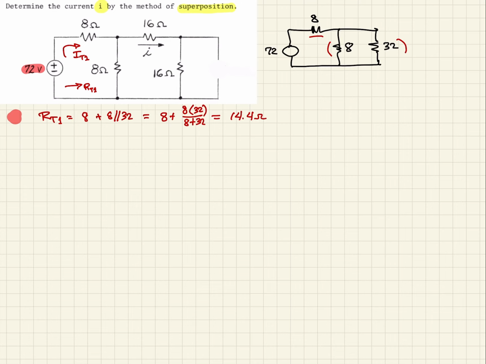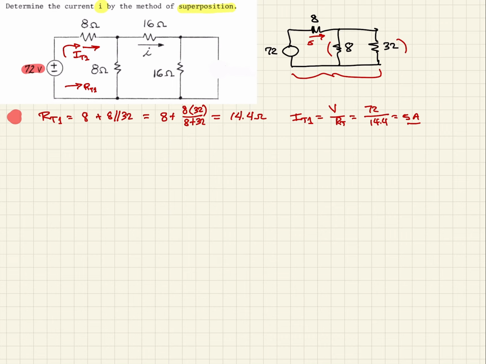So then we can find our I total from the first source. That'll just be our voltage source over RT. So that's 72 volts from the circuit. RT we just calculated. And so that should be 5 amps. So that's what's flowing from our source right here, 5 amps. So now we see, looking back at this circuit, that we have this 5 amps coming here, and then we're just going through a current divider.